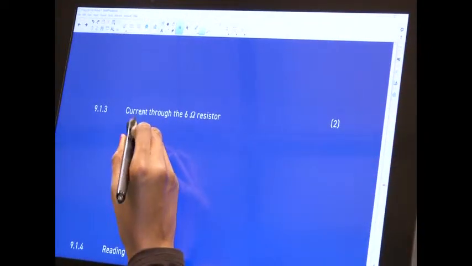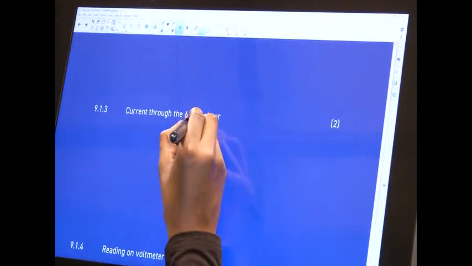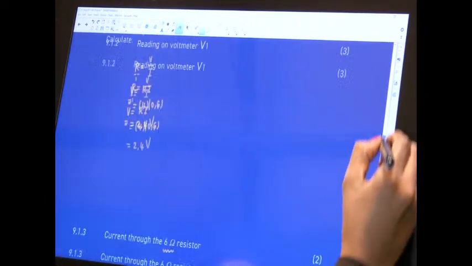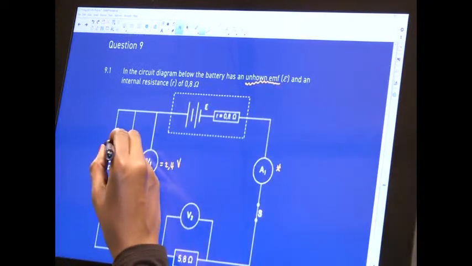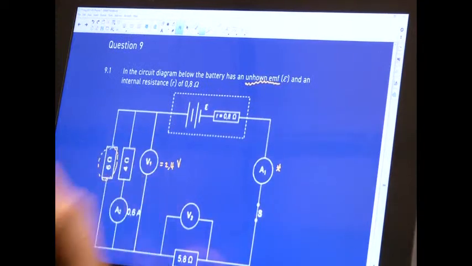Now they're asking us, we must find the current through the 6 ohm resistor. Now remember, the 6 ohm resistor is the one in parallel with the 4 ohm resistor. Let's go back to theory. With resistors in parallel, the potential difference will be the same, but the current will then split, which means that the 6 ohm resistor and the 4 ohm resistor will have the same potential difference, which will therefore be the 2.4 because they are in parallel. Resistors in parallel are current dividers. Resistors in series are potential difference dividers. Always keep that in the back of your head.